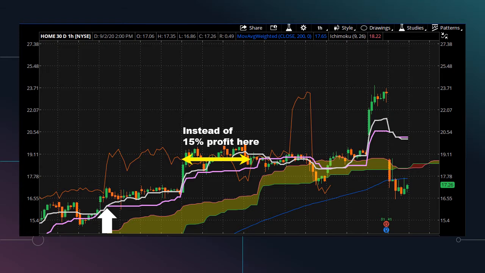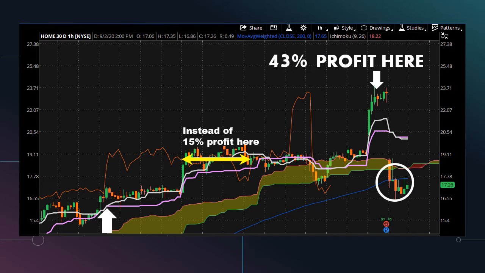As you can see from the same chart, when we zoom out, we could have closed this trade out when the price reached $19.11 for about a 15% profit. But if we just held on and maintained our long position while the price was above the cloud and did not trade while the price was in the cloud, we could have held on for at least a 43% profit when the price reached $23.71. The assumption here is that you would close out the trade and take profits when the price goes parabolic.